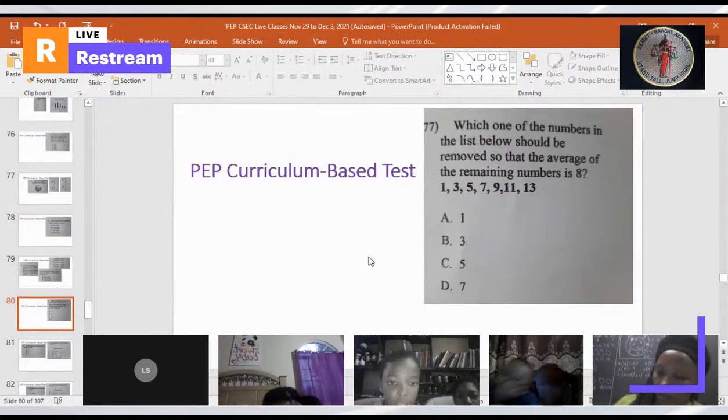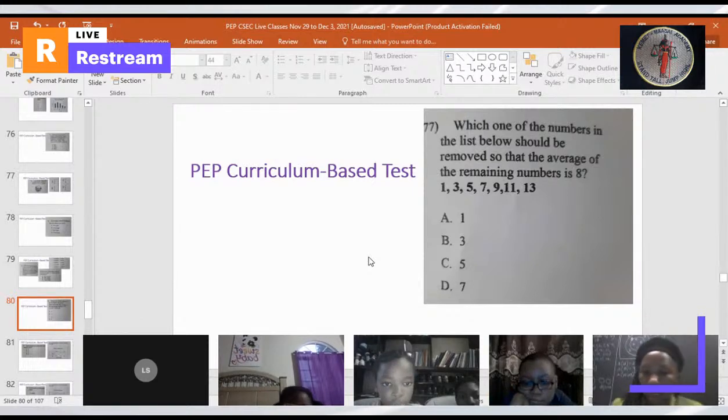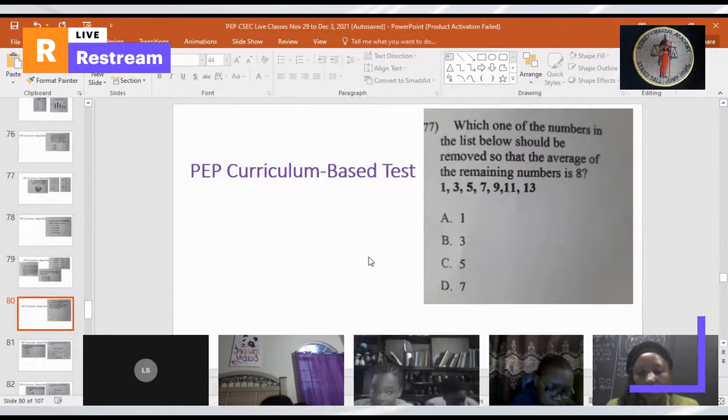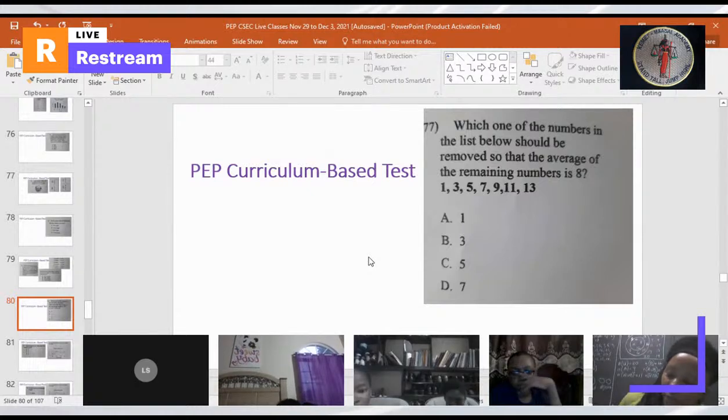Which one of the numbers in the list below should be removed so that the average of the remaining numbers is 8? 1, 3, 5, 7, 9, 11, and 13. So what are your thoughts on this? Which of those numbers, if we remove them, the other numbers would have an average of 8?